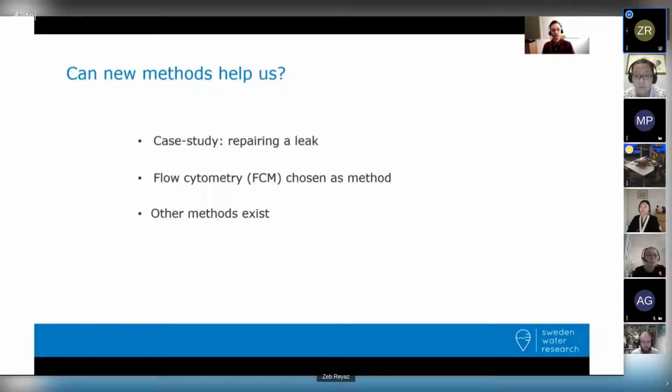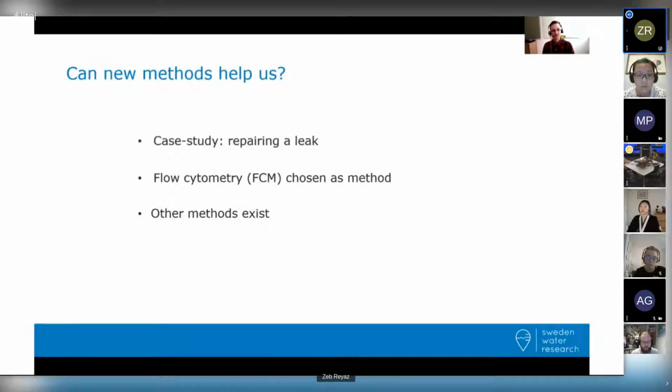So today I want to talk about a case study from the part of our project that concerns new methods, specifically flow cytometry or FCM as a method of assessing water quality in new pipe sections. We chose FCM as a first method to test, and as we had experts available in our respective organizations, we already had some instruments available to us, and it's a fairly well-tested method internationally.